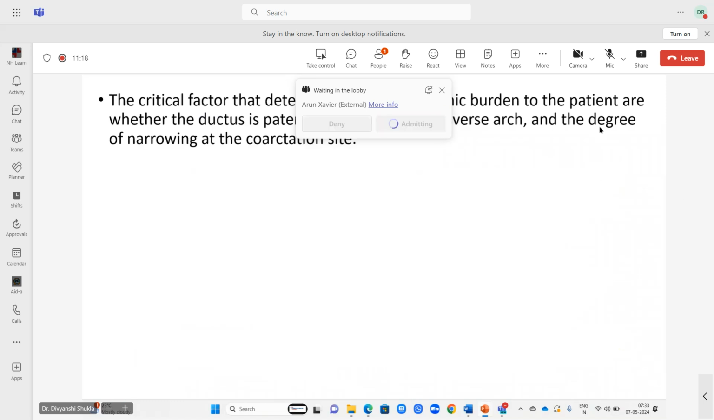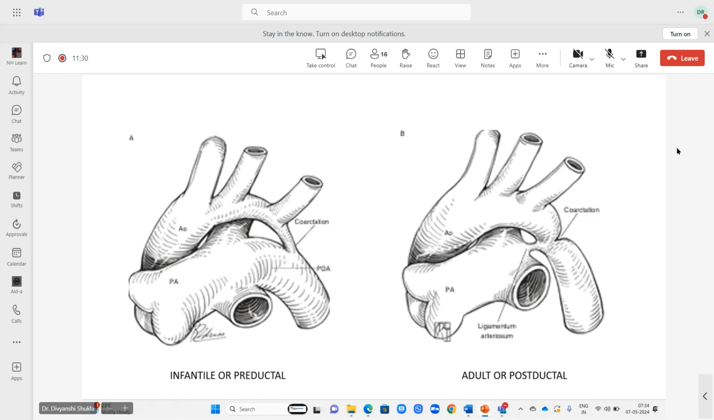The critical factors that determine the hemodynamic burden to the patient are whether the ductus is patent, the size of the transverse arch, and the degree of narrowing at the coarctation site. This is a photograph. Figure A shows infantile or preductal, and figure B is adult or postductal.